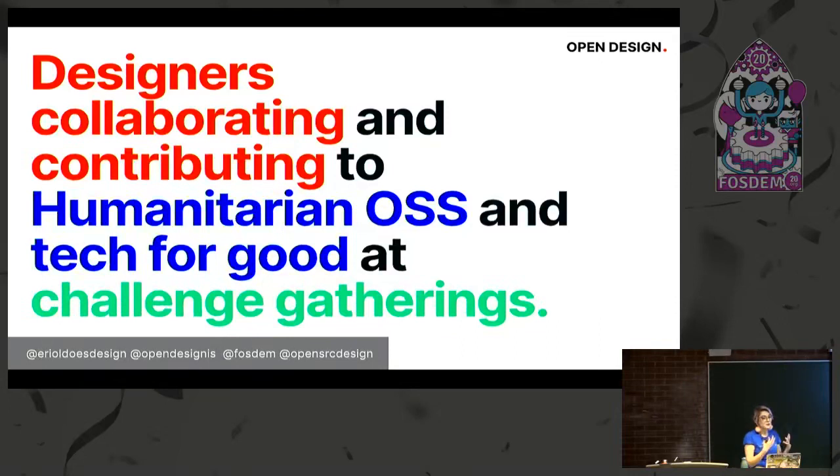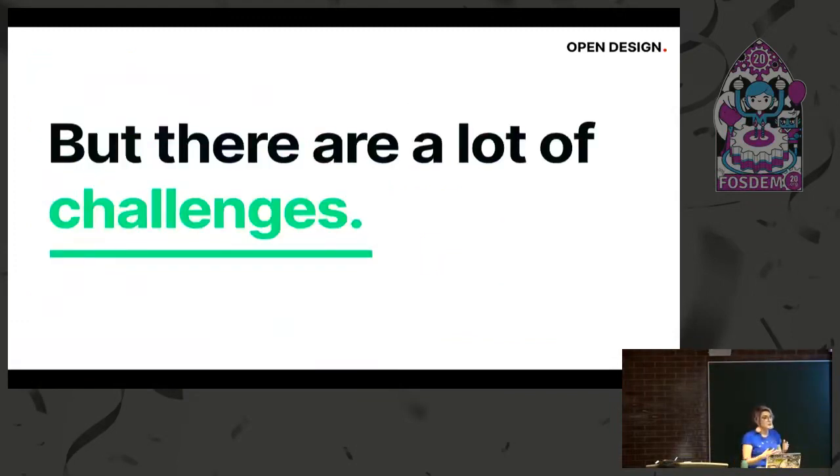So we talk about designers collaborating and contributing to humanitarian OSS at Tech for Good and challenge gatherings. This is how we presented it to the design community. But like I was saying, there were lots of challenges. And one of the first things that we needed to discover before we could improve on the previous events that we tried was start to understand some of these challenges.